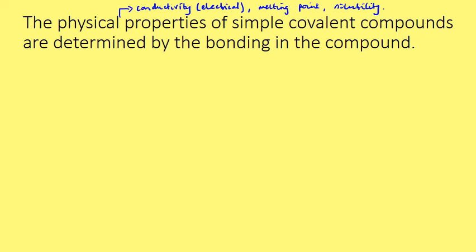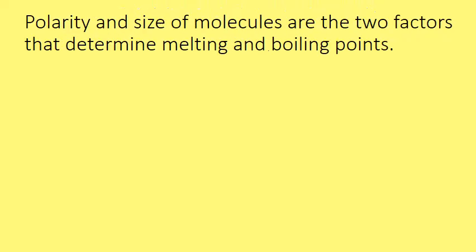What we're going to do lastly is just look at the trends in melting and boiling points, and what determines those trends, what 2 factors determine the trends. And the 2 factors that determine the trends in melting and boiling points are polarity and the size of the molecules. And we're going to do this by looking at some examples and draw a graph of those examples. And the examples we're going to use are the group 7 hydrides.